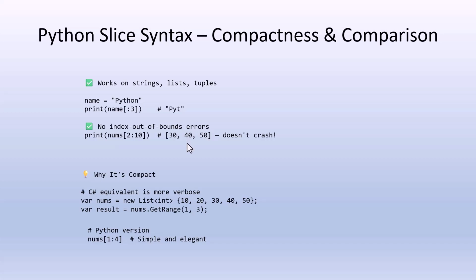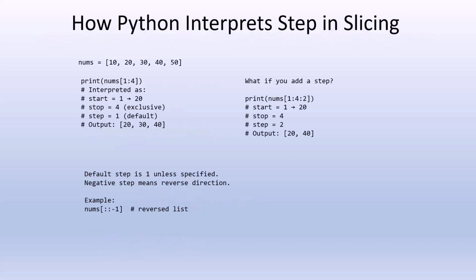And why is it compact? The C# equivalent is more verbose, like variable nums is new list of integer 10, 20, 30, 40, 50, and result is nums.GetRange 1 to 3. And the Python version is simple and elegant, nums 1 to 4. So start is 1, stop it at 4. So this is inclusive, this element is exclusive, and it is simple and elegant.